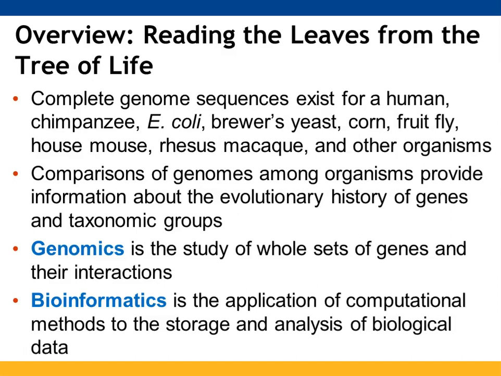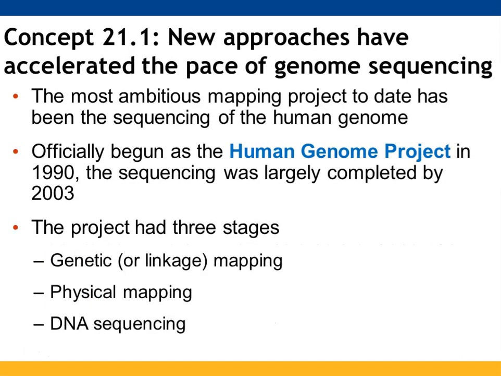Genomics is the examination of whole sets of genes and their interactions, and bioinformatics is using computer technologies to both store and analyze all of this data. So there have been some approaches that have helped to accelerate the pace of genome sequencing. The Human Genome Project first began in 1990. It was pretty much done by 2003.